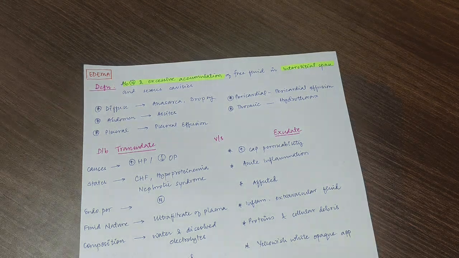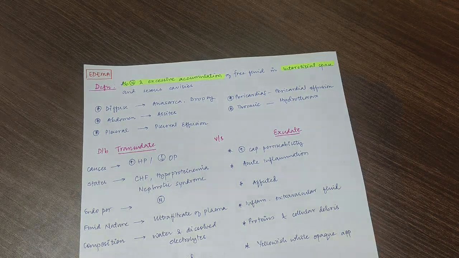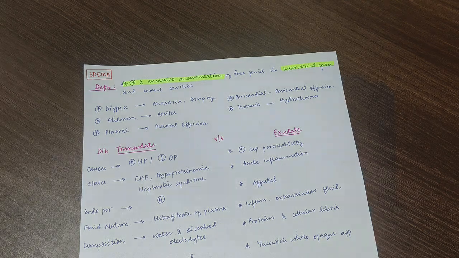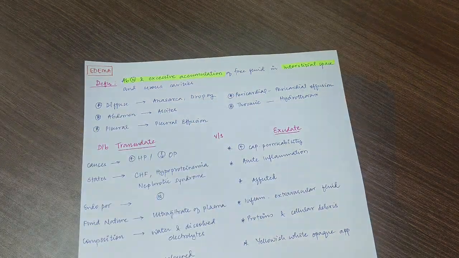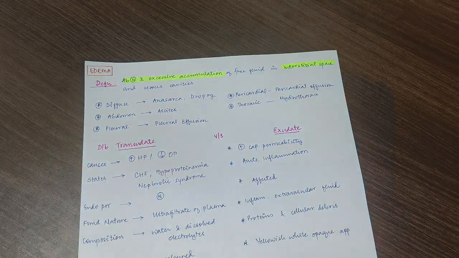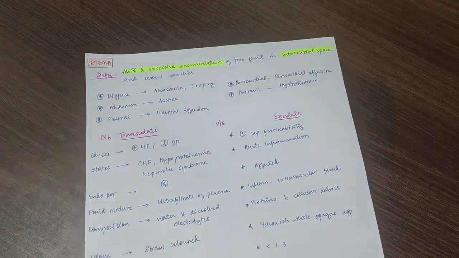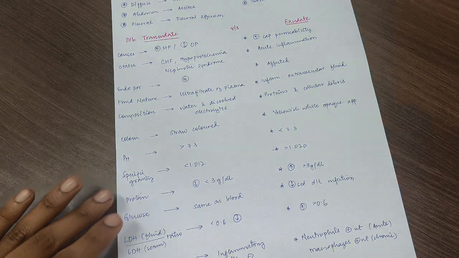There are different types of edema. One is diffuse, that is called anasarca or dropsy. Next, in the abdomen, it is called ascites. In the pleural space, it is called pleural effusion. In the pericardium, it is called pericardial effusion. In the thoracic cavity, it is called hydrothorax. So how are we going to differentiate between transudate and exudate?